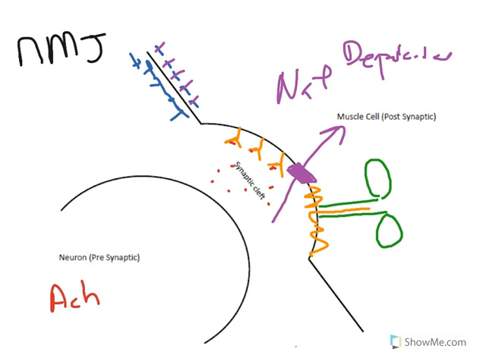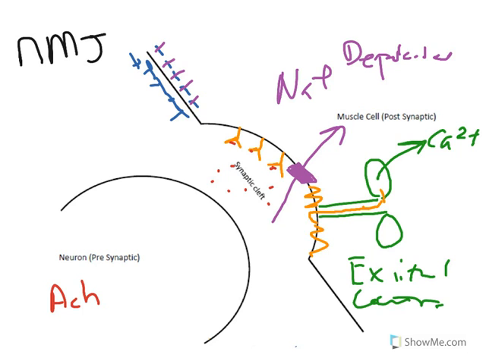Now, the terminal cisternae are storing calcium, so when the action potential arrives, the stored calcium dumps out of my terminal cisternae, Ca2+. And when this calcium leaves, this results in what we call excitation-contraction coupling. It's very hard to write that quickly. This makes a muscle cell contract.